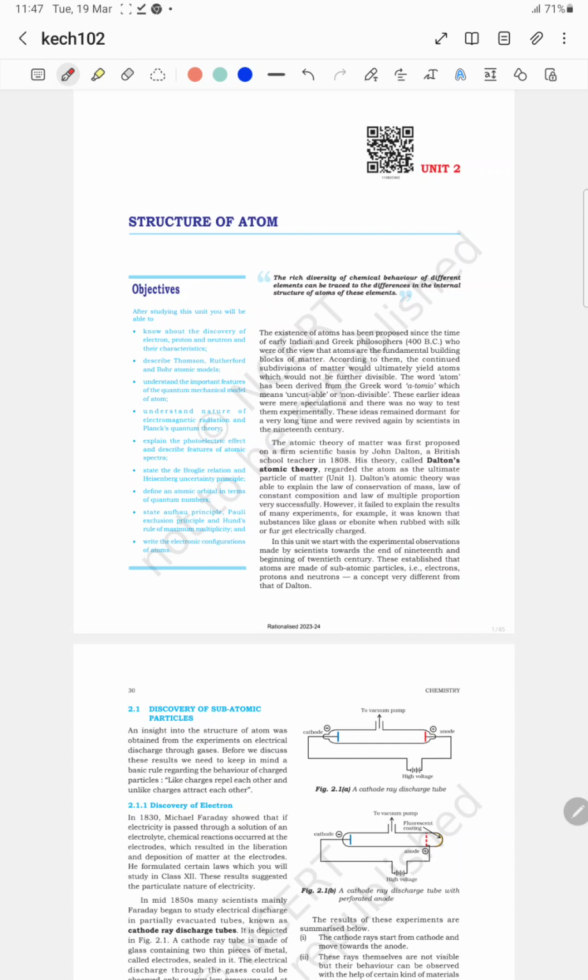Chapter is Structure of Atom. In this chapter we will know about the discovery of electron, proton and neutron and their characteristics.